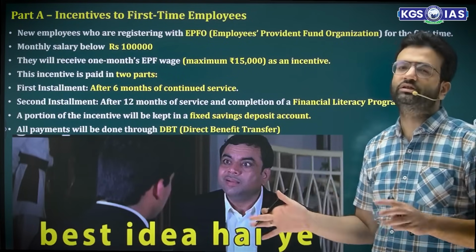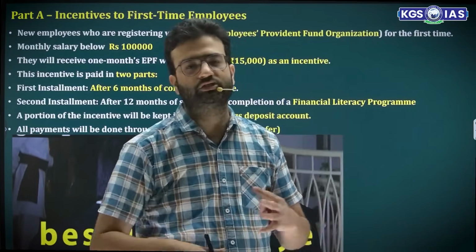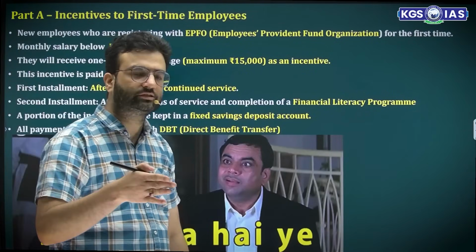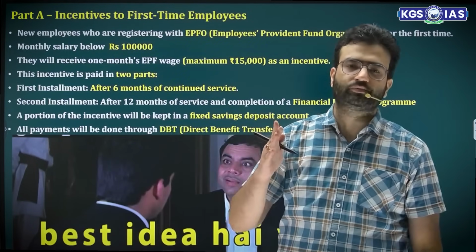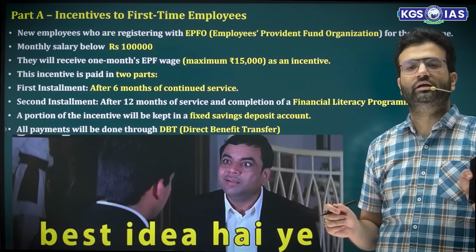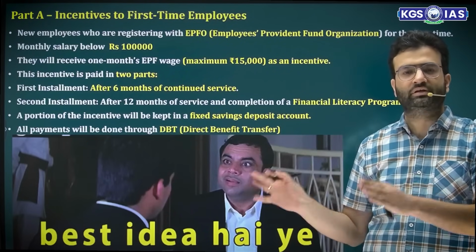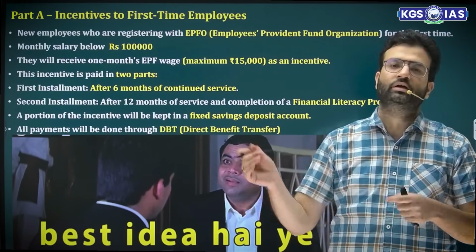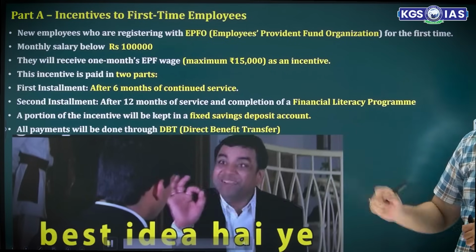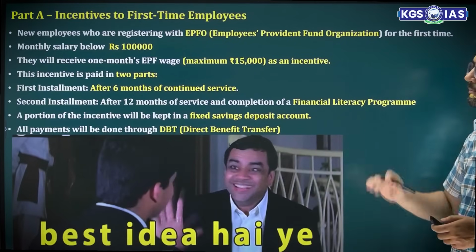That means there is no scope for any leakage or corruption. All the money will go through DBT. That means once you complete the 6 months, 7,500 will go into your account after deducting some part for the FD, and similarly in the next 6 months, after deducting some part for the FD component, the amount will go into your bank account. So this is considered one of the best ideas for employees under Part A.